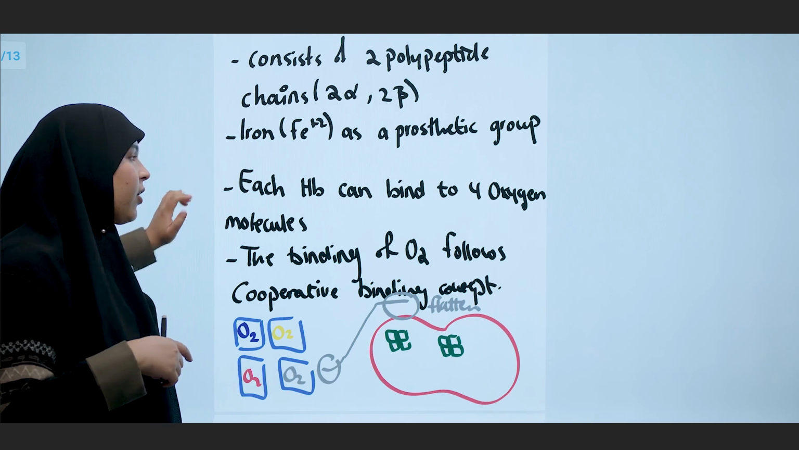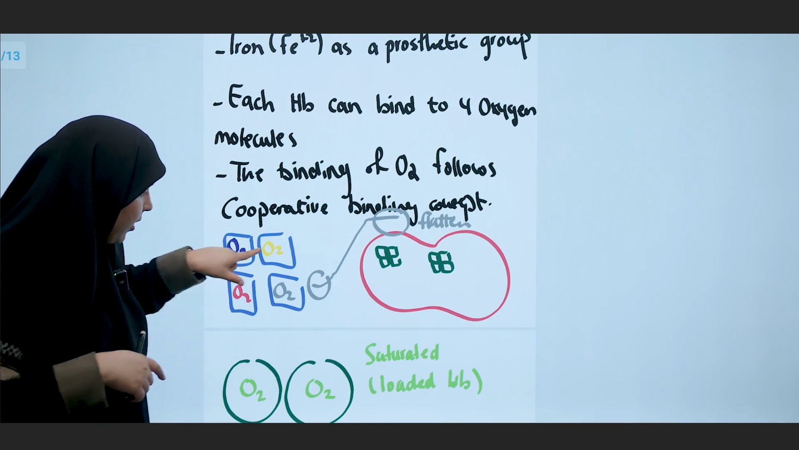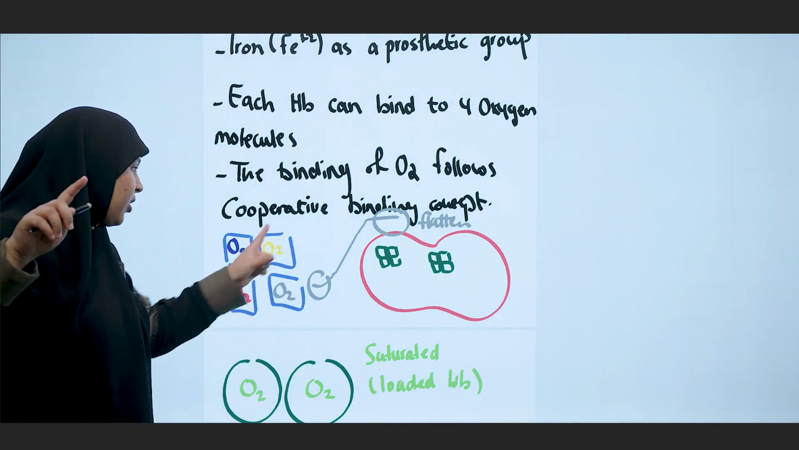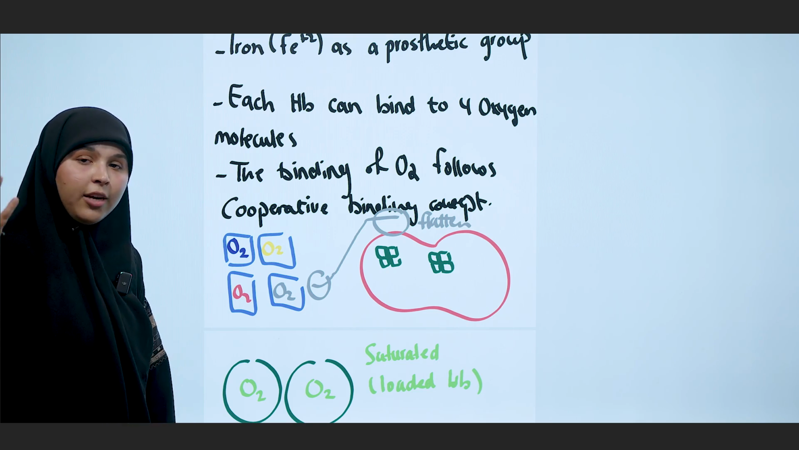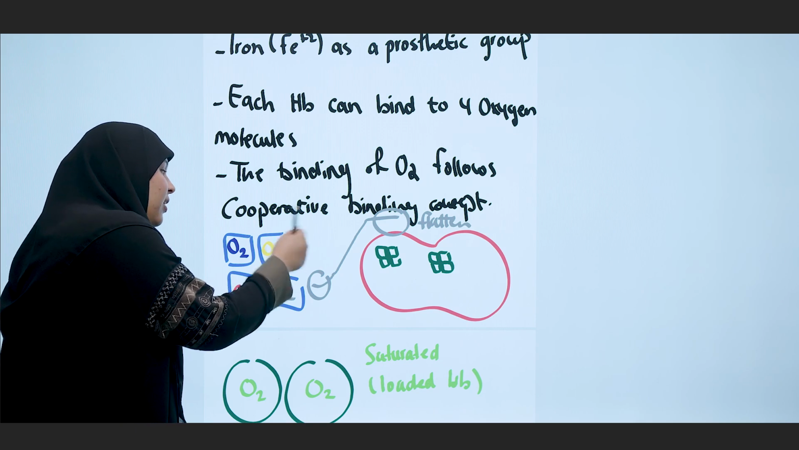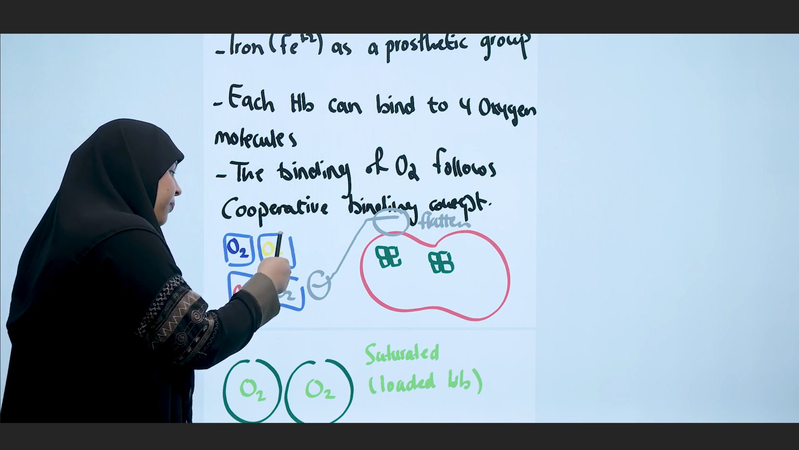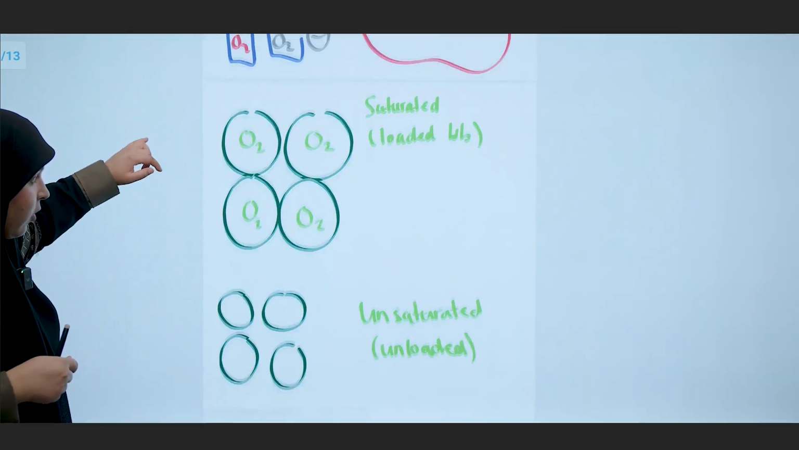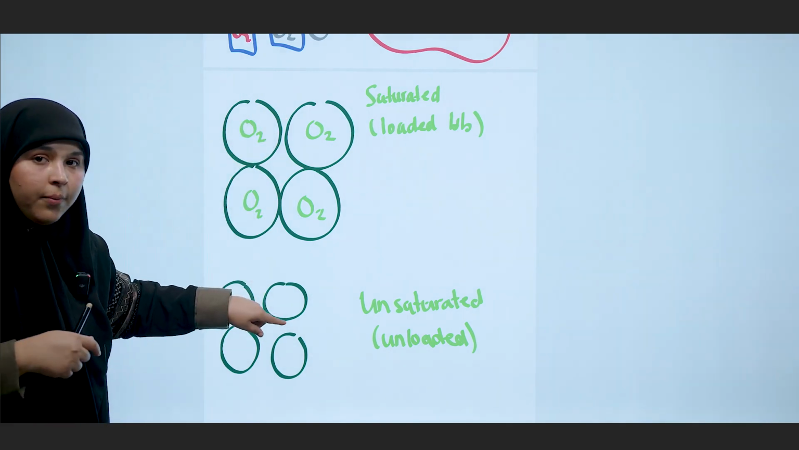And then we talked about the iron as the prosthetic group. And we said that every hemoglobin consists of 4 subunits, 2 alpha, 2 beta. Each subunit combines with only 1 oxygen. So in total, 1 hemoglobin combines with 4 oxygens. And these sites are not loaded immediately. They are loaded one by one. And we call this the cooperative binding concept. So here, we call this loaded hemoglobin. We call this unloaded hemoglobin.